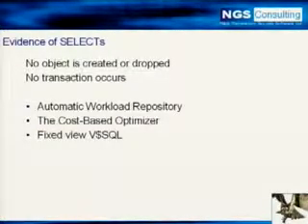So, having looked around and poked the system, there is actually evidence. There are places where evidence of just plain old selects can be found. These include the Automatic Workload Repository, the cost-based optimizer, and of course the fixed view V$SQL.